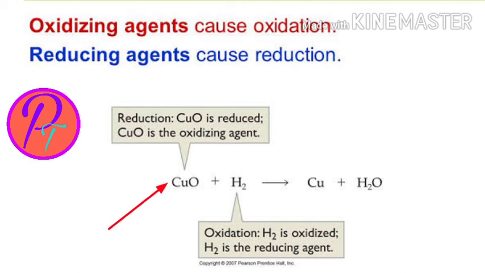oxidizing agent. So students, today we have learned about oxidation reaction and reduction reaction. At the same time, we learned how to identify an oxidizing agent and a reducing agent.